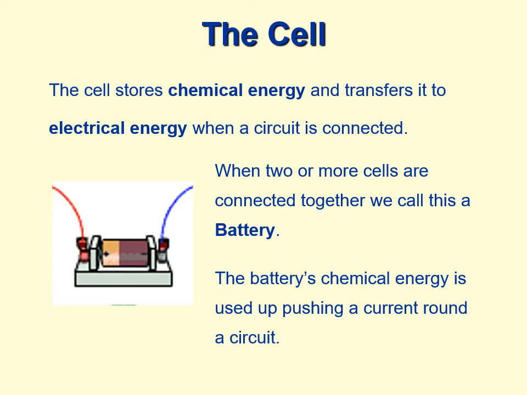When two or more cells are connected together, we can then call this a battery. A battery stores chemical energy. Now the battery's chemical energy is used up pushing a current around a circuit. So what is an electrical current?